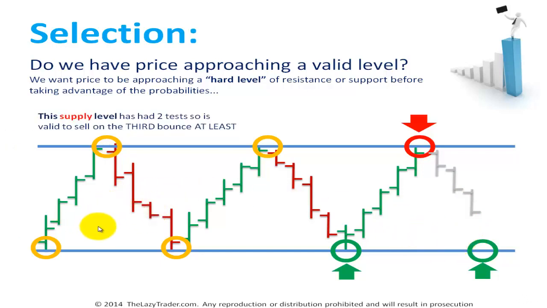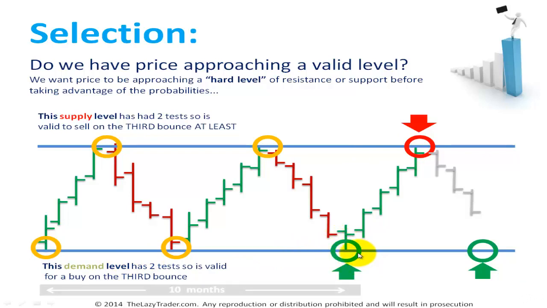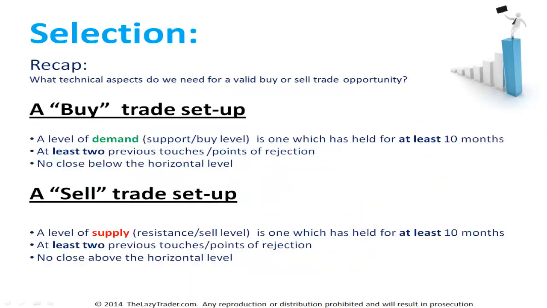So as you can see here, the level of supply, i.e. this level of resistance, has had 2 tests, so it is valid to sell on the 3rd bounce, like so, off this horizontal level, and vice versa on this demand level. There's 2 tests, the very minimum required, so we can legitimately buy on the 3rd and the 4th bounce. Okay, and we can see that this has occurred over a 10-month period, or in excess of a 10-month period. So as you can see for yourself, it's relatively straightforward.